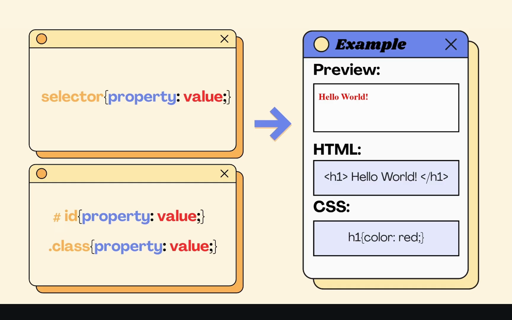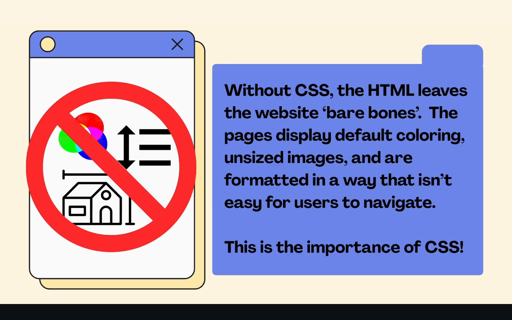To get started, here's the syntax of all CSS. Selector, curly braces, property, colon, value, semicolon. For example, if you want to address a header from your HTML file, you would write a header followed by curly braces, the property you want to customize, for example color, and the value, for example red. To address IDs, you would write a hashtag and the ID name, and for classes, it's a period and the class name. You'll notice that without CSS, only the HTML is shown, which means that there's the default coloring, images aren't sized, and the pages aren't formatted in a way that's easy for users to navigate. This is the importance of CSS.